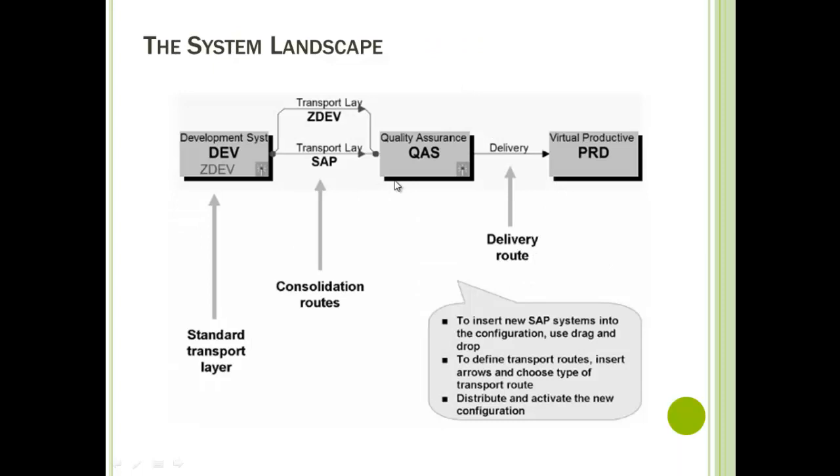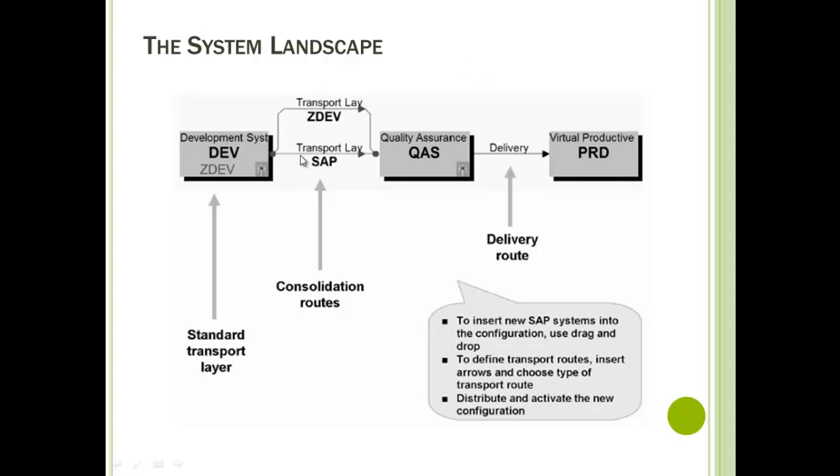You can see here the typical three system landscape which we have seen in our previous slides, the consolidation as well as the delivery route. You can see the consolidation route here, which is from SAP. This is the development system, this is the QA system. This is a standard transport layer, that is ZDV, the standard transport layer in this scenario of three system landscape, and you can see the delivery route which basically does not have any name.